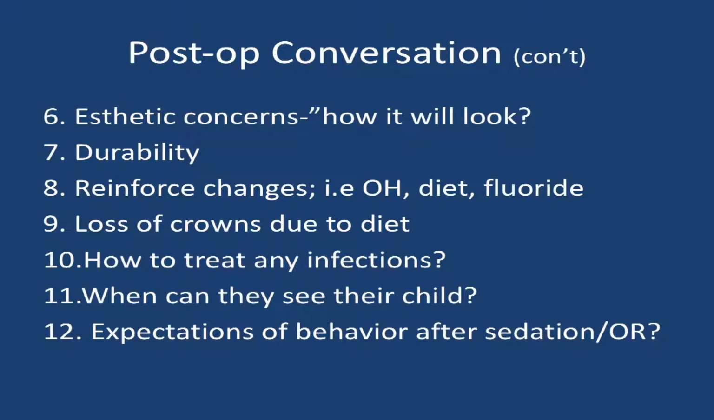Loss of crowns due to diet. Children who have crowns placed on the teeth can have them dislodged if the child eats really sticky foods like Tootsie Rolls or gummy bears or something that's very sticky, popsicles that are suckers that get very sticky once they start to dissolve. So eliminating those from the patient's diet will ensure a greater period of success.